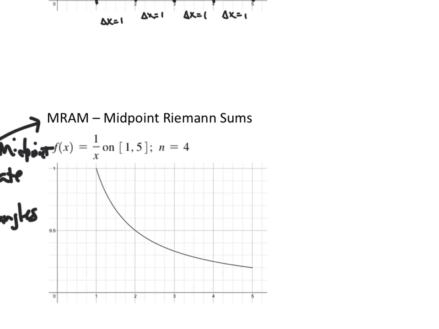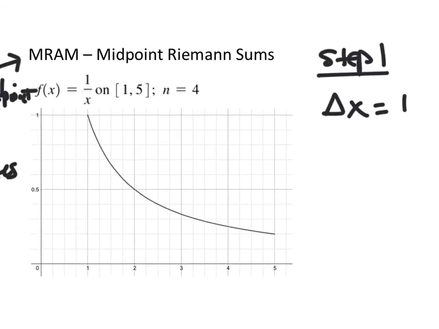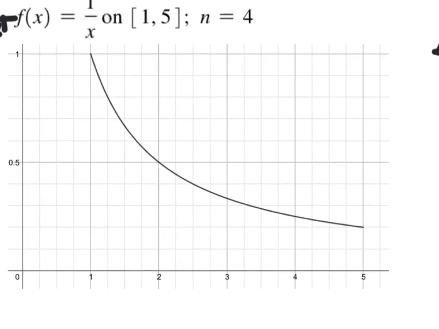but the same process. Okay, so I want to do step 1, which is calculate delta x. We've already done that. That's going to be 1. Okay, we have an interval of 4 units between 1 and 5, and we want 4 rectangles, so delta x is 1. Okay, so now let's go through and let's partition this off. And so I've got from 1 to 2 to 3 to 4 to 5.